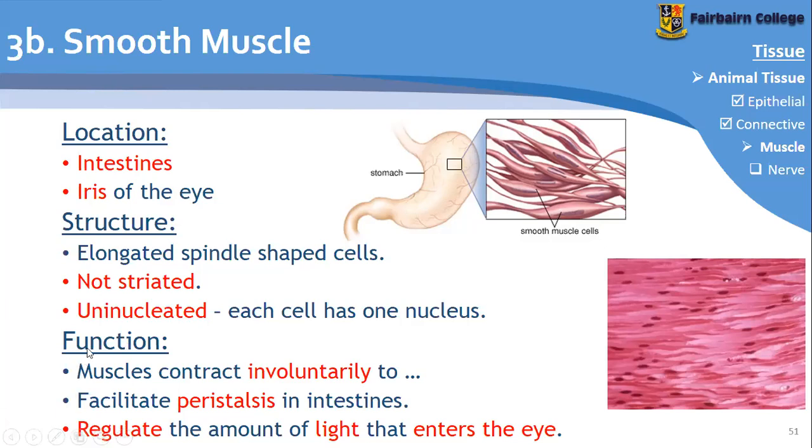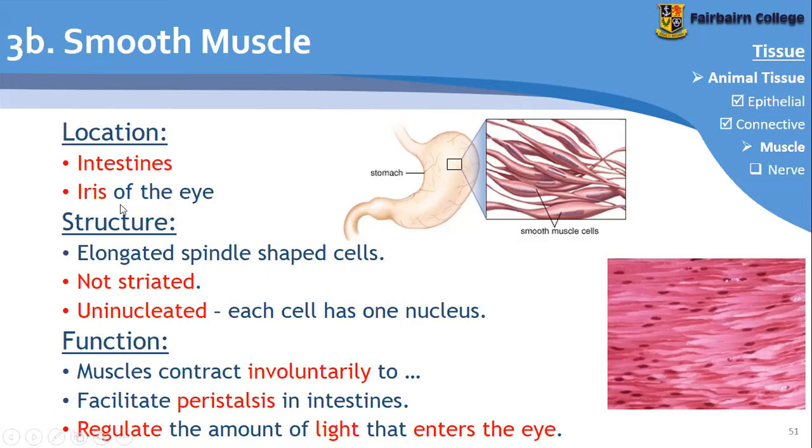The function of smooth muscle is that the muscles contract involuntarily. Very important, you don't have control over it. One reason we have smooth muscle is to facilitate peristalsis in your intestines. Peristalsis is when you swallow something down your esophagus. You chew your food and you swallow it. The action that pushes that food down the intestines is called peristalsis. We discussed this in grade 9 and we do it again in grade 11. Just know that peristalsis in your intestines is when your intestines move food through it.